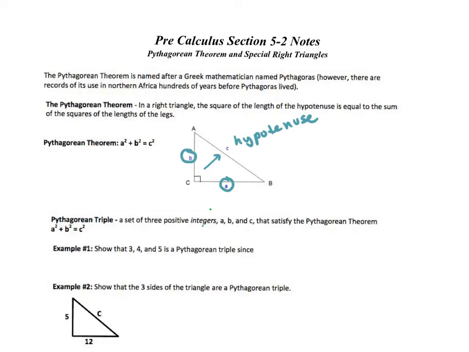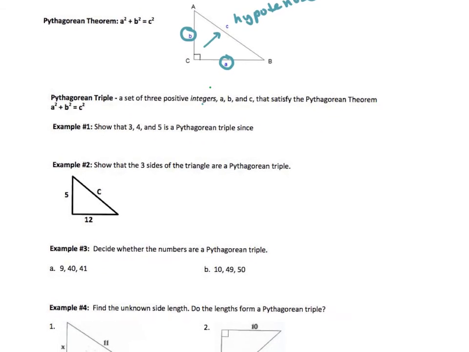So in this first example, it says, show 3, 4, and 5 is a Pythagorean triple. That would be relatively simple. I would just say, is 3 squared plus 4 squared equal to 5 squared? Well, this is 9 plus 16, which does equal 25. So 3, 4, 5 is a Pythagorean triple.